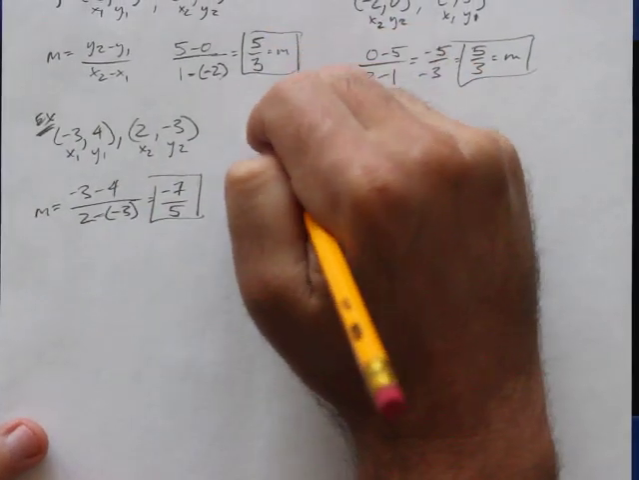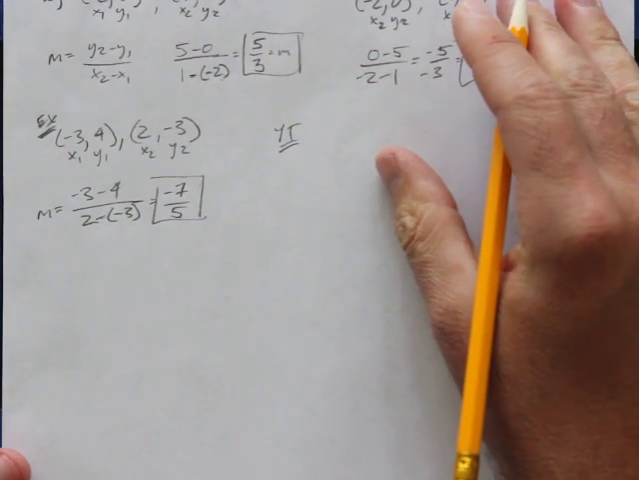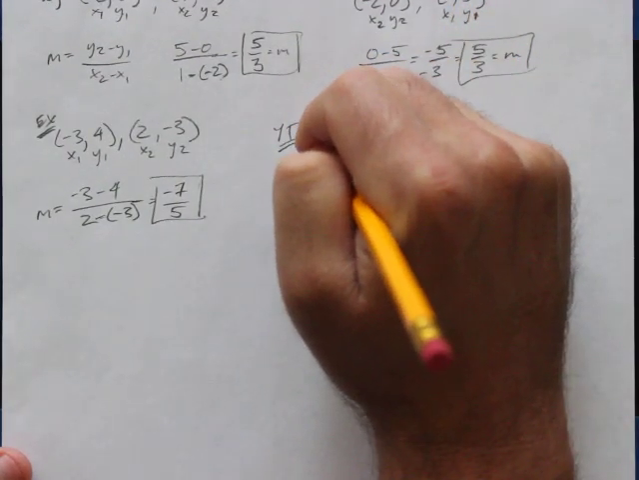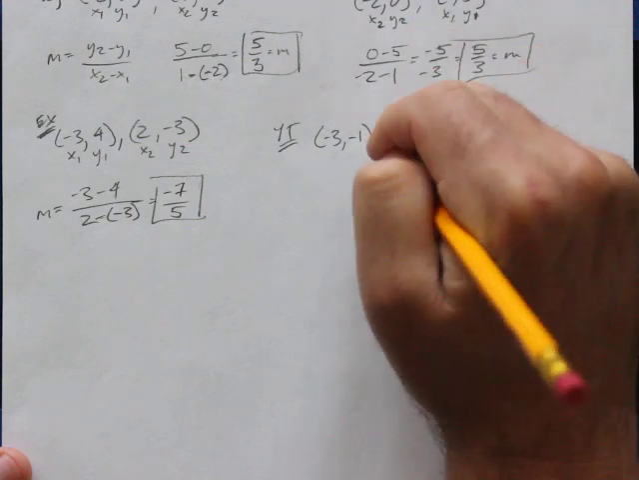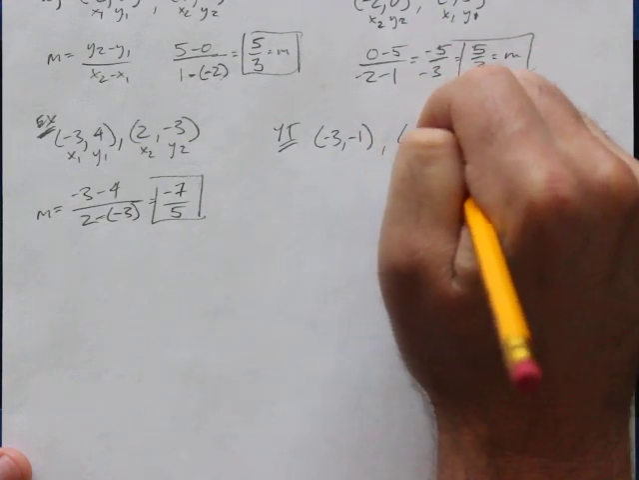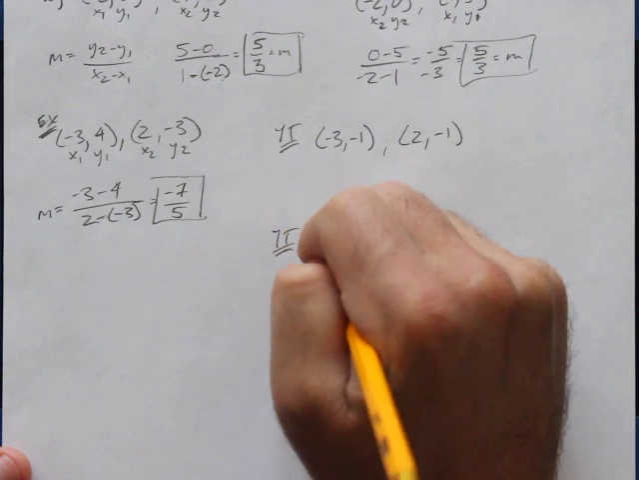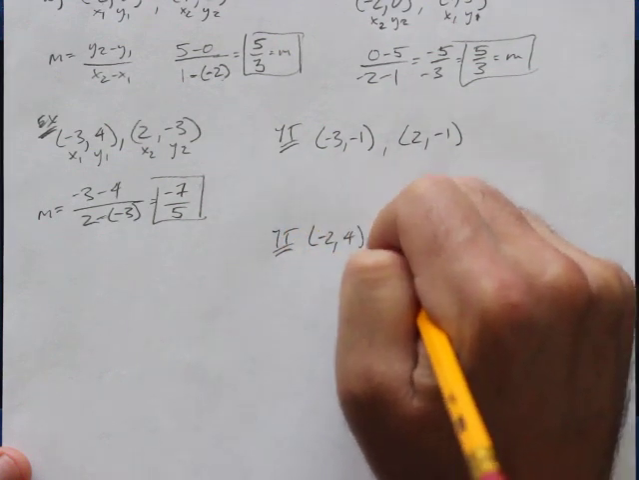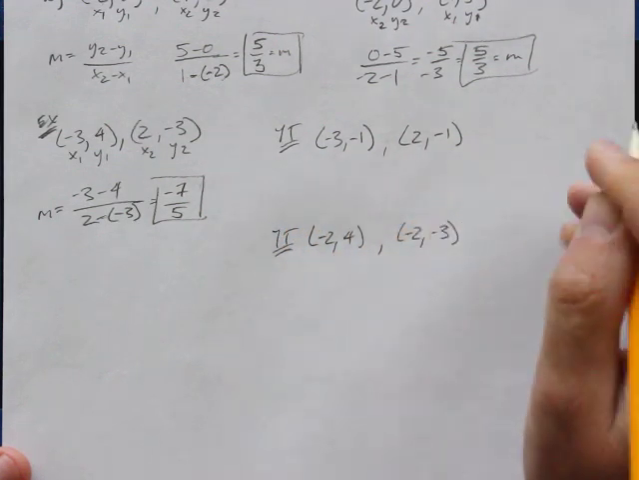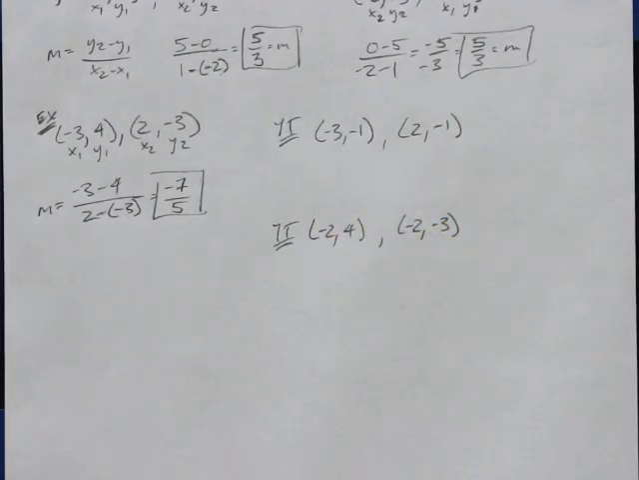Now you do. I'm going to have you do 2. -3, -1, 2, -1, find my slope. You try another one, -2, 4, and -2, -3. All right, do those two, and we are going to come back together and see how you did. Okay, go ahead and pause and do these two.